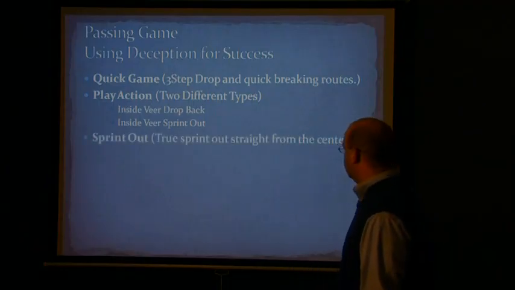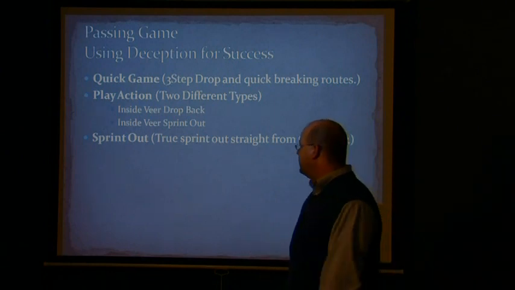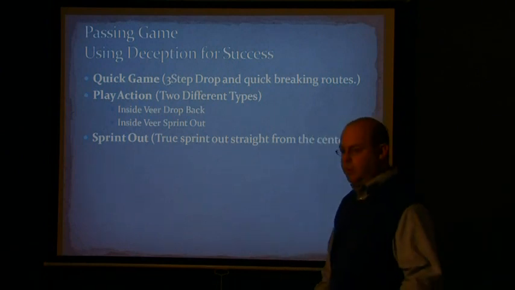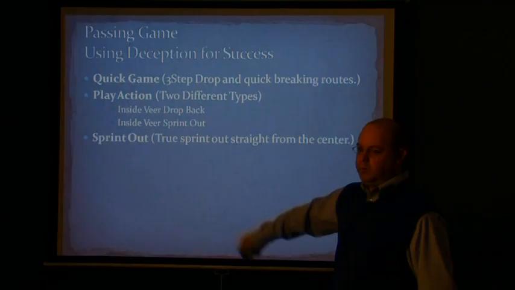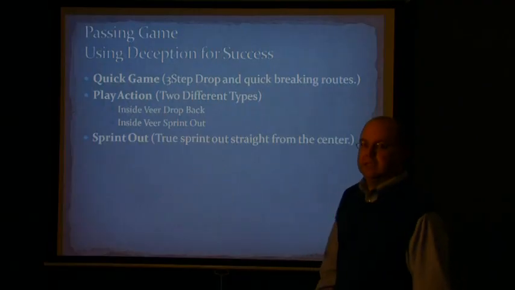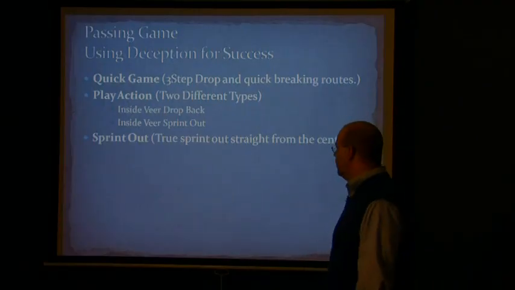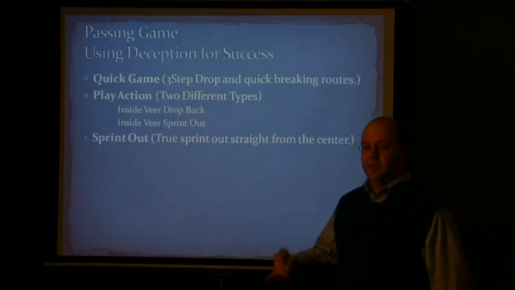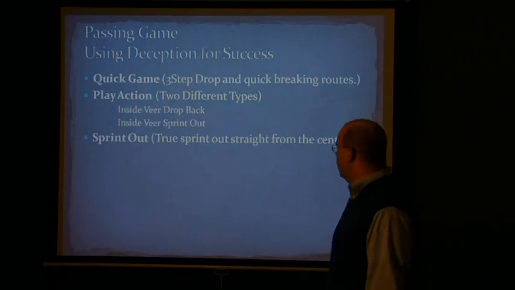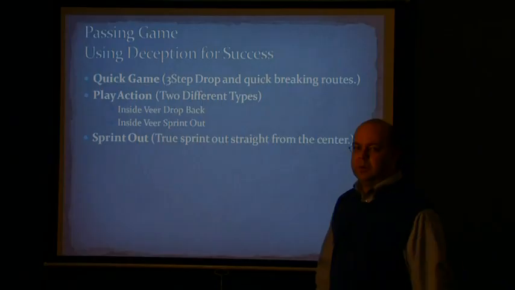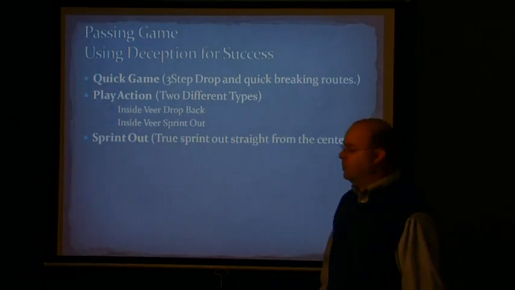Our sprint out passing game is a true sprint out. We open at 45 degrees with our quarterback. We tell him to make his arc at 6 to 7 yards. Get to the top of the arc, be ready to throw the ball when you get to the top of your arc. But it's getting our quarterback to the edge again, and we're going to block it accordingly.